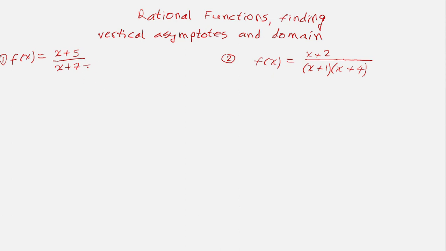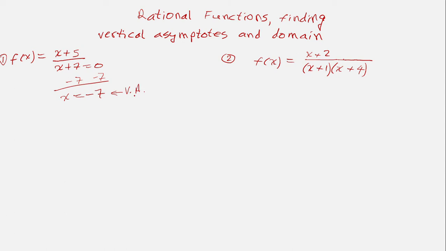So let's equal it to 0. If we equal it to 0, all we need to do in this case is move the 7 to the other side, and we get that x is equal to -7. So that's going to be our vertical asymptote.